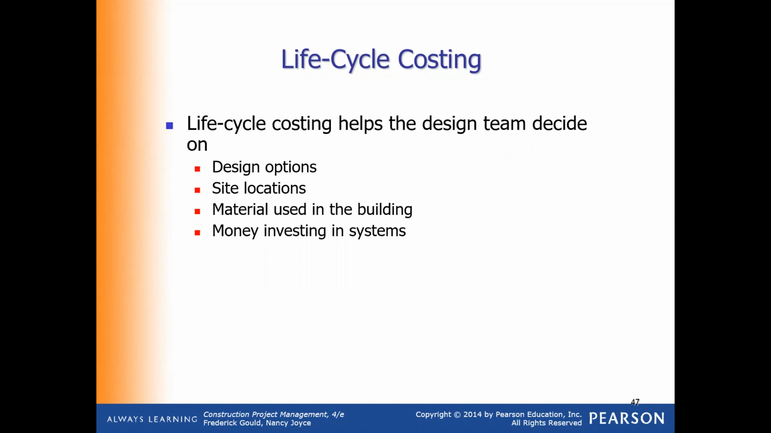So the life cycle costing helps the team decide on the design options, site locations, material used in the building, and money invested in the system. As you can see here from these options, a lot of parties actually are impacted by those. So the design options, yes, it creates more work on the designer on their end, but it offers more options to the owner to be able to select and choose.